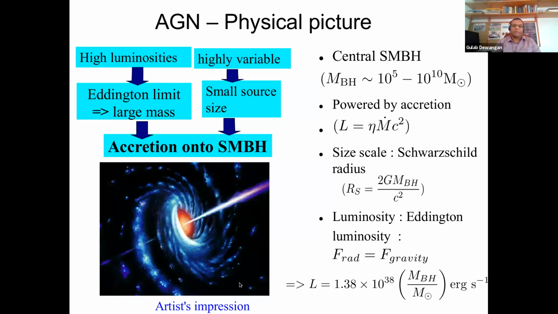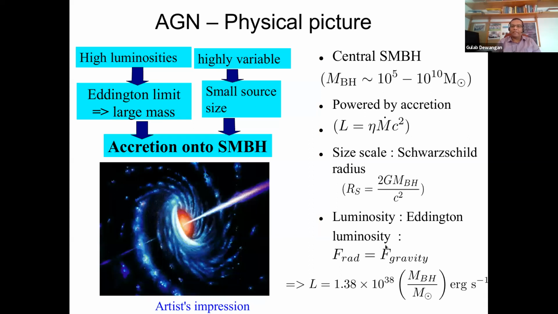These objects are, of course, very compact, unresolved, and one can put a limit on the size of this object by using variability time scale. Some of the AGNs vary on a few hundred seconds time scale, and that tells us that the sizes of this object must be very, very small, very compact. So essentially what we are saying is that there's a huge mass which is confined into a very small region. And in physics, we know nothing other than black holes. So what we say is, this is the black hole, and the accretion onto supermassive black holes powers these active galactic nuclei.